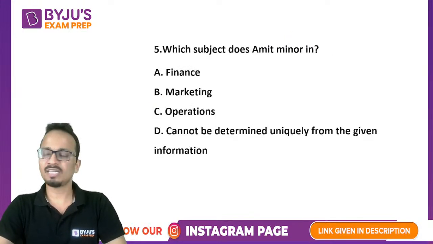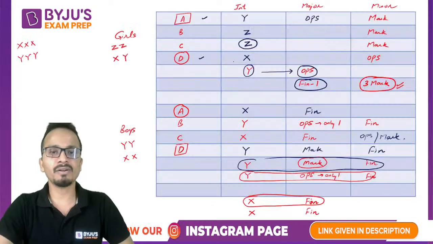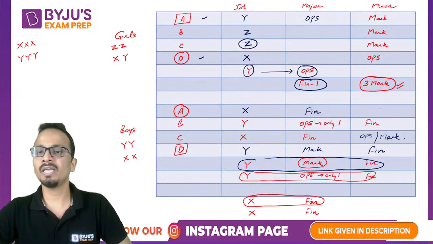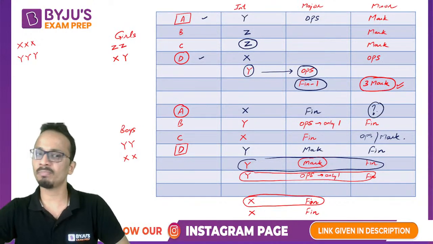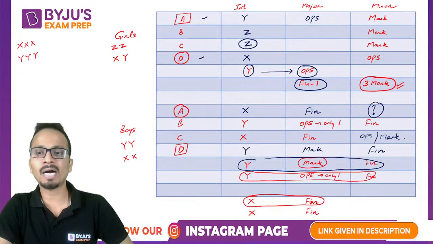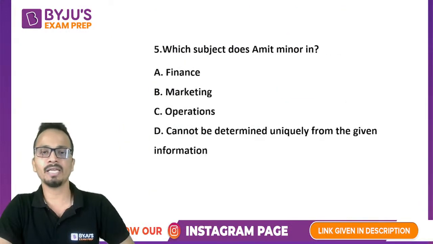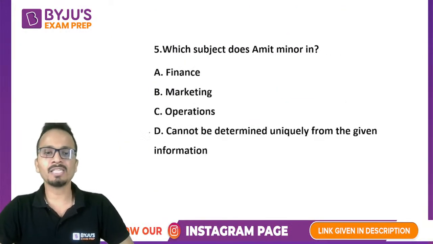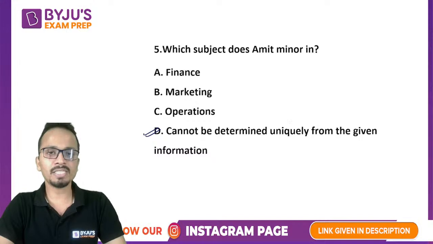Question number 5. अब तो बहुत easy है, सारे easily answer कर दोगे. Which subject does Amit minor in? So Amit minor in, I cannot say. So one boy is left here for the minor. I cannot find it out. It can be either ops or marketing, because his major is finance. So for Amit, minor subject cannot be determined uniquely from the given information. So answer will be option D here, right?